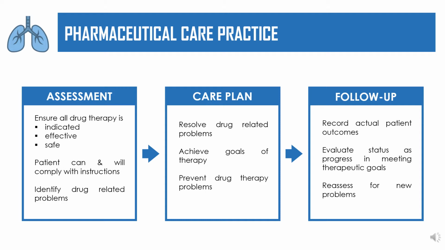The second part, which is the care plan, we need to resolve any drug-related problems that have occurred. We need to make sure to achieve the goals of the therapy and prevent any drug therapy problem. And the last part is the follow-up. We need to record the actual patient's outcomes and evaluate the status of progress in meeting the therapeutic goals. And besides that, we need to reassess for any new problems that occur during this part.